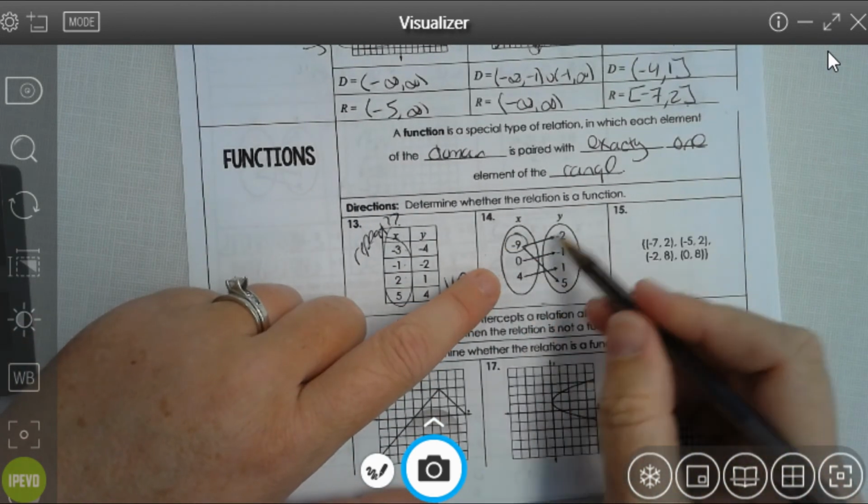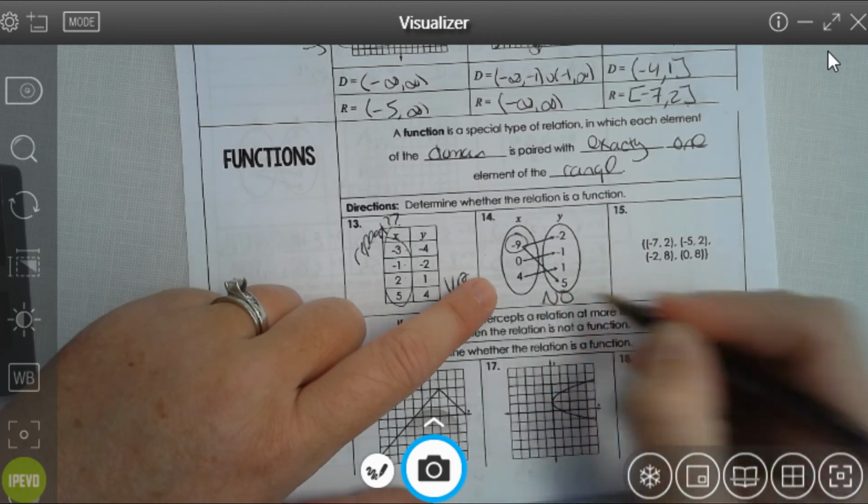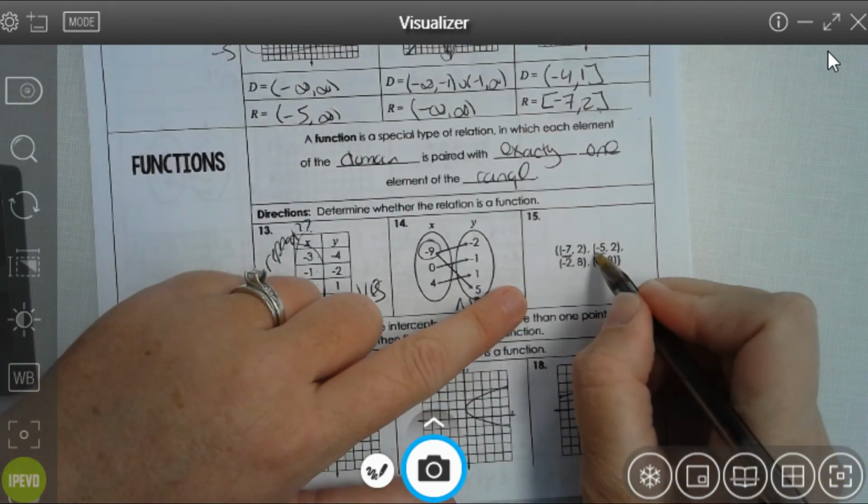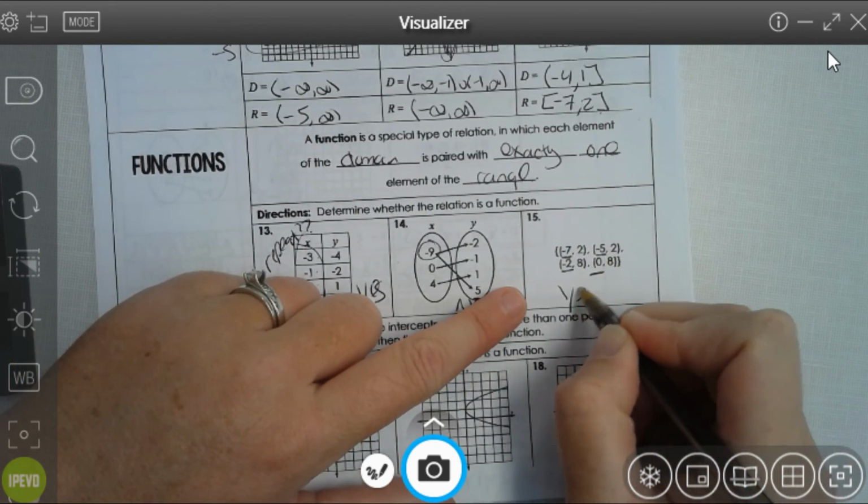Here, this x goes to two y's. So this is not a function. And then here, just check your x's. Your x's do not repeat, so you say yes.